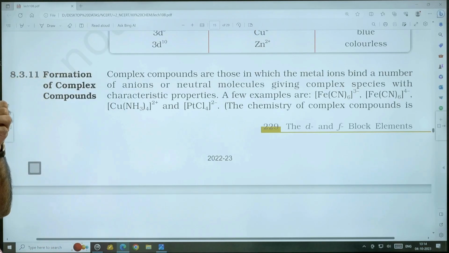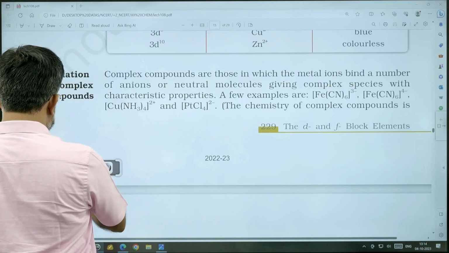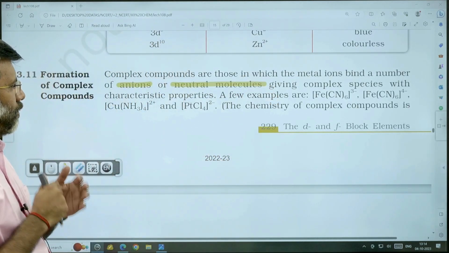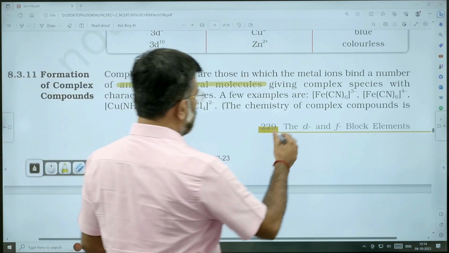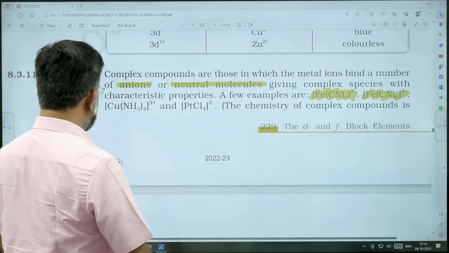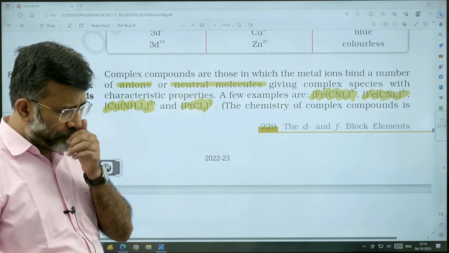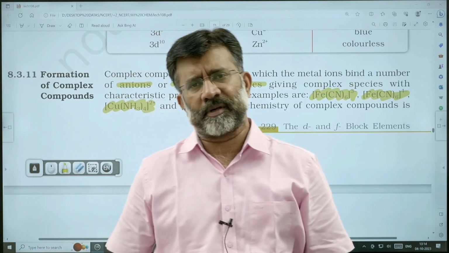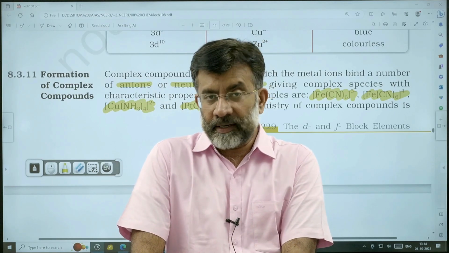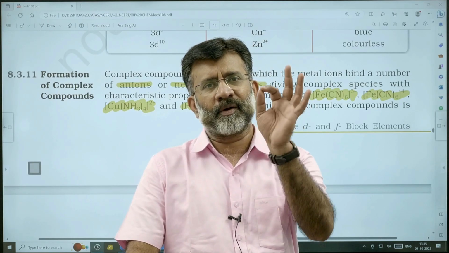Complex compounds are those in which the metal ion binds a number of anions or neutral molecules, which act as ligands, and overall complex species are obtained. These are a few examples of complex molecules: ferrocyanide, ferricyanide, cuprammonium complex, platinum chloride, etc. Very important and popular complex molecules are there, which are dealt with in detail in the particular chapter. Anyway, that is another important property of transition metals, to form complex compounds.